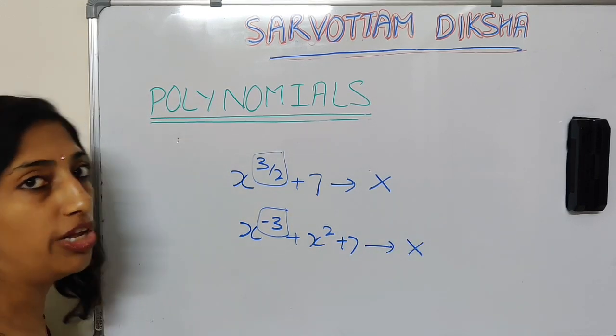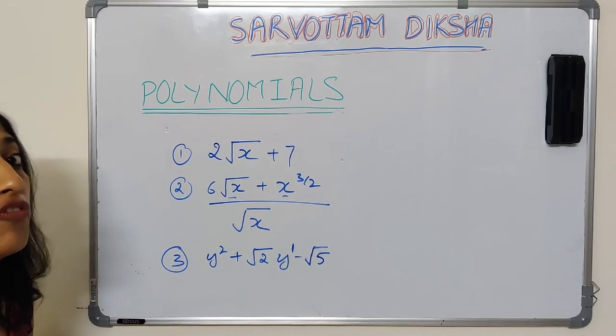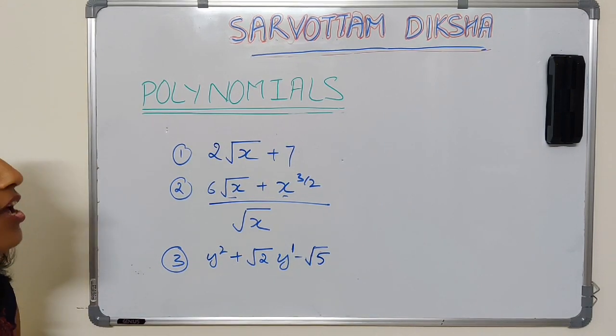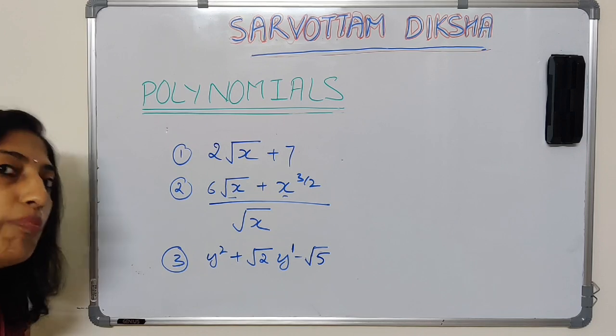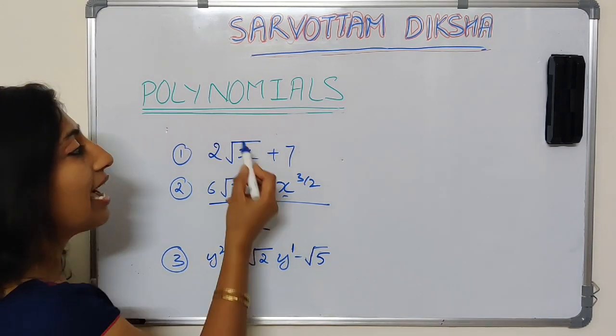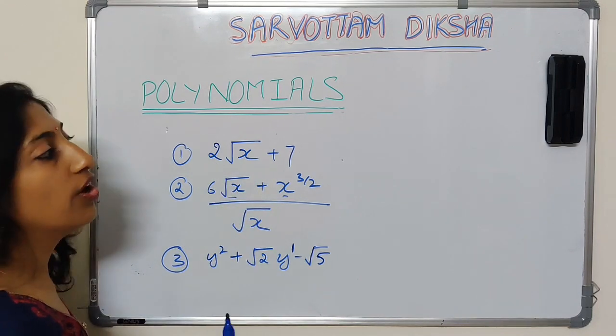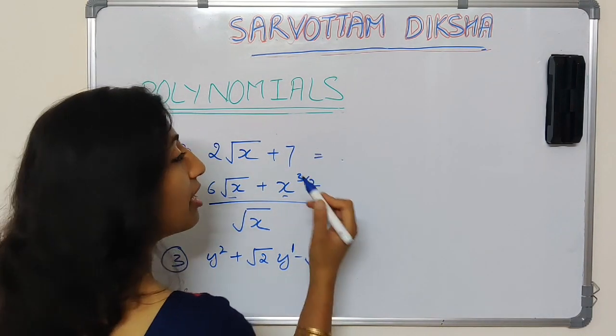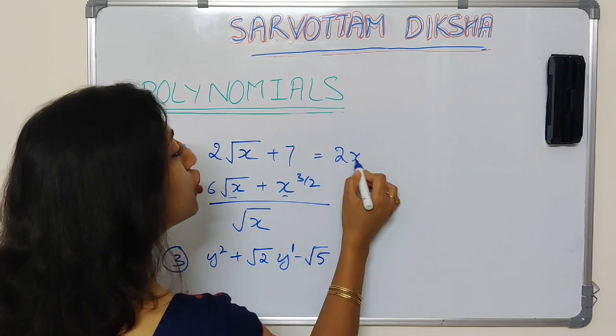Let's have a few examples and see which of these cases are polynomials. In my first case, we are seeing that there is a root associated with the variable. Root is nothing but 1 by 2.